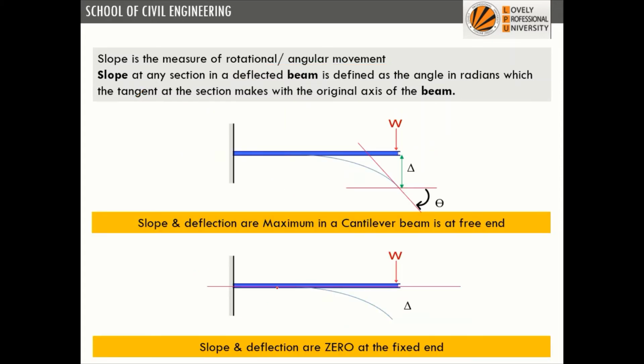In case of a cantilever beam, suppose this is the deflected shape, and at this point we are interested to calculate the rotation. We draw a tangent. The angle between the tangent and the original axis of the beam is called slope. And deflection is maximum in a cantilever beam at its free end. So both slope and deflection are maximum at the free end in case of a cantilever beam. And slope and deflection at the fixed end is 0.